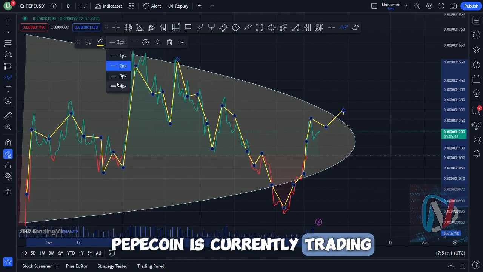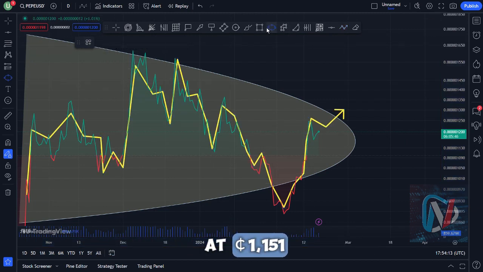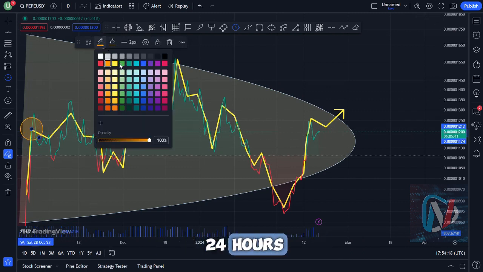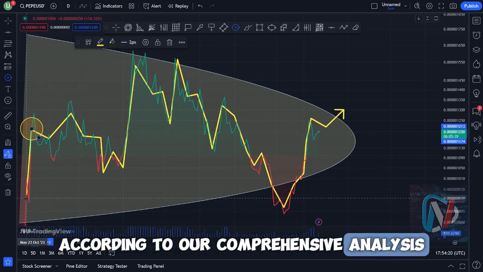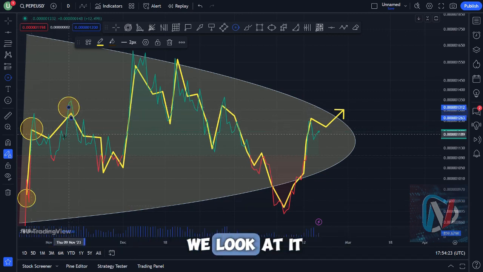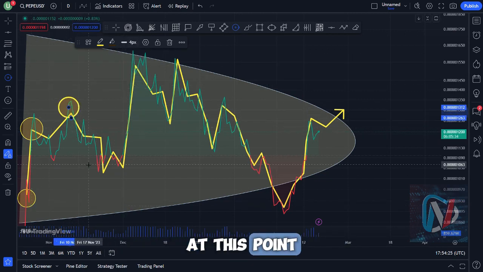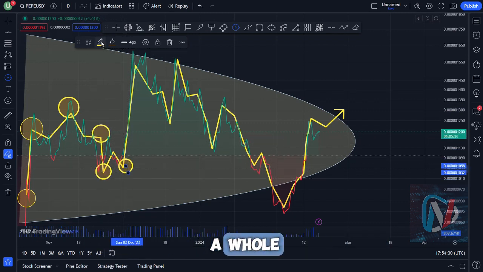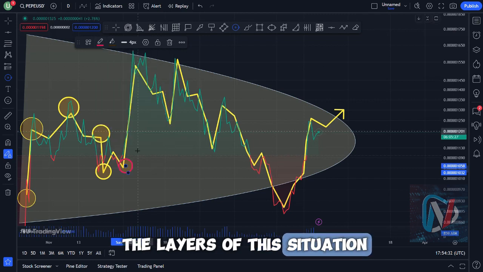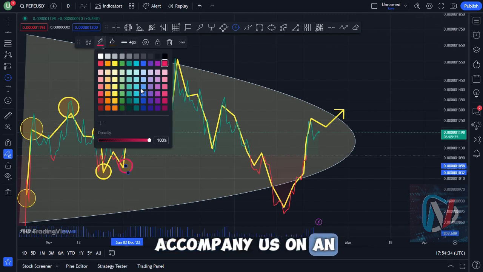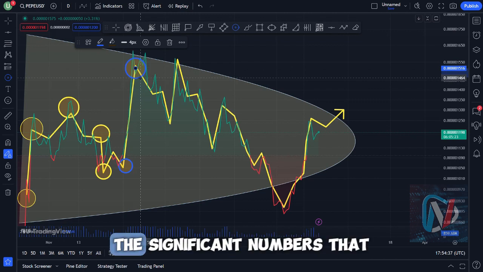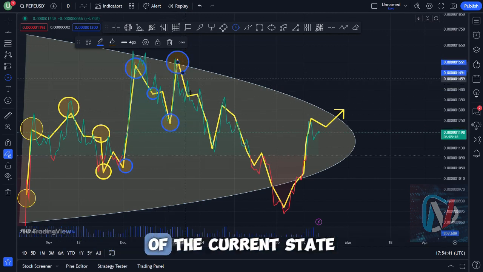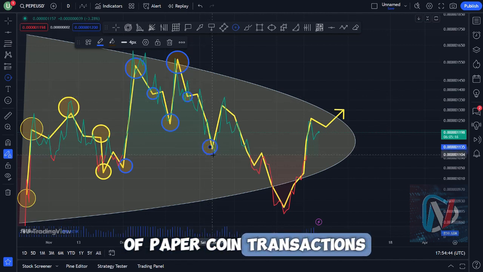Pepecoin is currently trading at 1,151 cents, indicating a clear movement of 1.89% over the past 24 hours, according to our comprehensive analysis, which we can see more clearly when we look at it more closely. At this point, it is essential to examine the implications of this for the market as a whole and to work through the layers of this situation. We invite you to accompany us on an exciting journey as we investigate the significant numbers that will assist you in gaining a comprehensive understanding of the current state of pepecoin transactions.